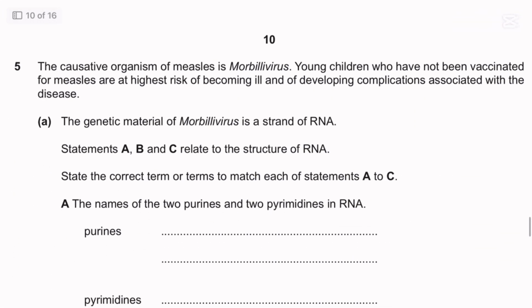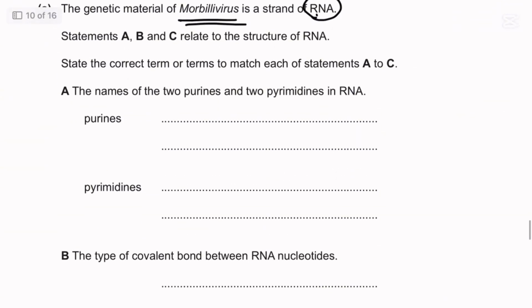And then the causative organism in measles is morbillivirus. Young children who have not been vaccinated for measles are at high risk of becoming ill and developing complications associated with the disease. The genetic material for morbillivirus is a strand of RNA, and statements A, B, C relate to the structure of RNA. State the correct term that matches each of statements A, B, C, and then the name of 2 purines and 2 pyrimidines in RNA.